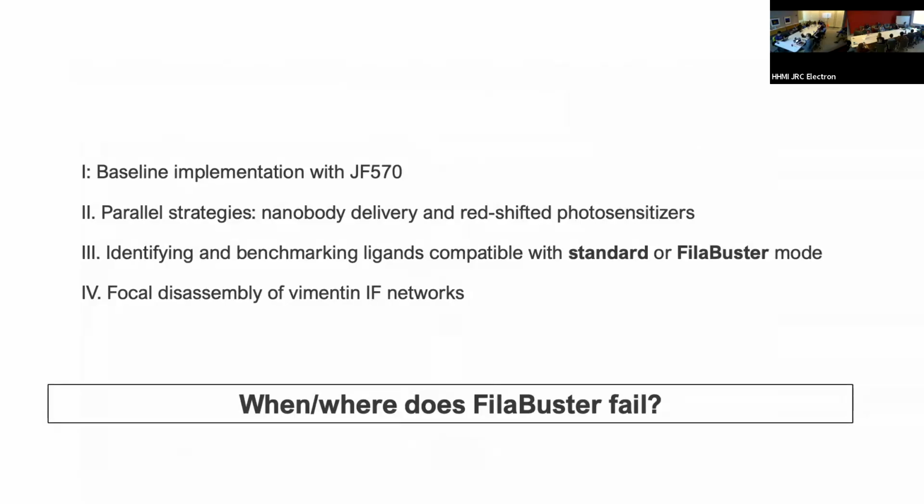We've benchmarked conventional dyes that are compatible with both standard and FilaBuster mode, and we've shown efficacy in this focal disassembly of subsets of the IF network. But I think one question that people obviously want to know anytime there's a new tool is when and where does it fail? I've shown you a lot of success cases, but where does this not work?